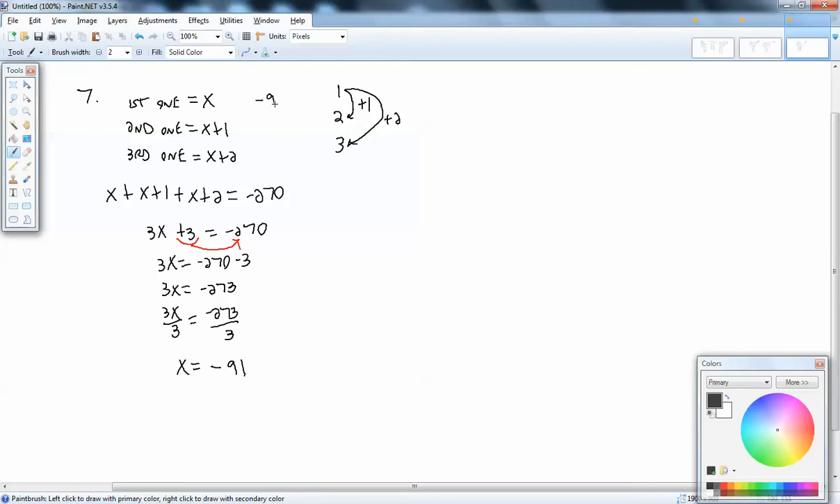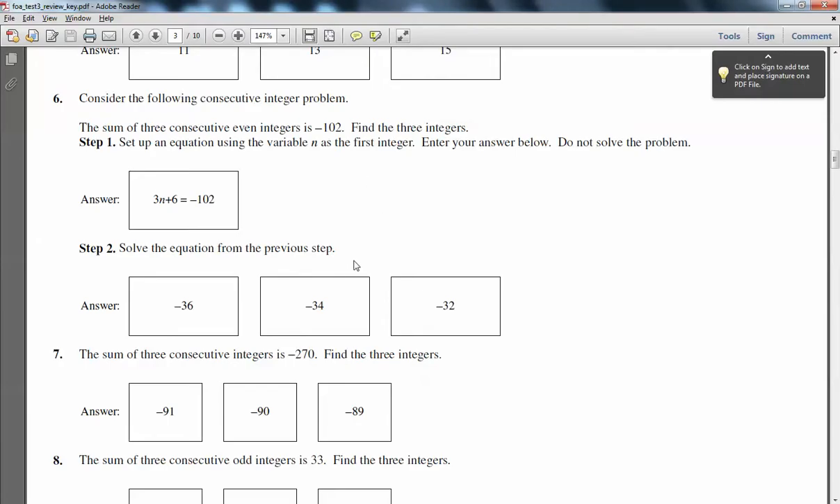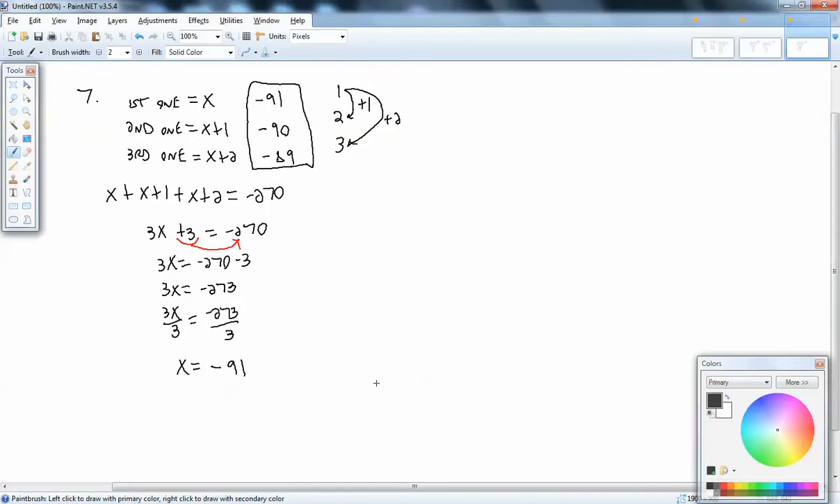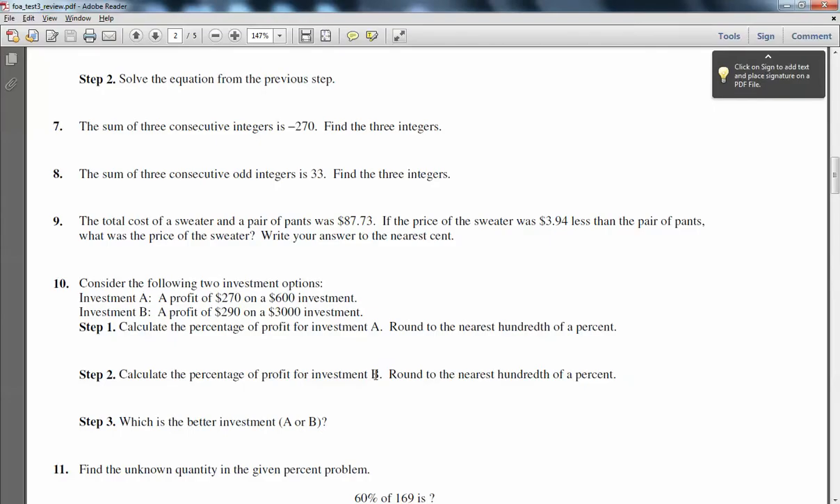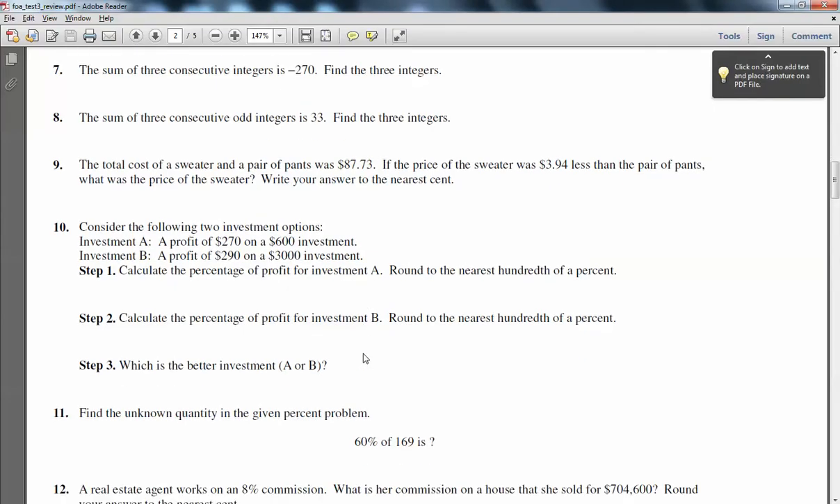Okay, so if this one's negative 91, this one I add 1 to it, so it gives me negative 90. And this one I add 2, and that gives us negative 89. Then those would be our consecutive integers. Negative 91, negative 90, negative 89. Okay, that looks good. Let's look at 8.